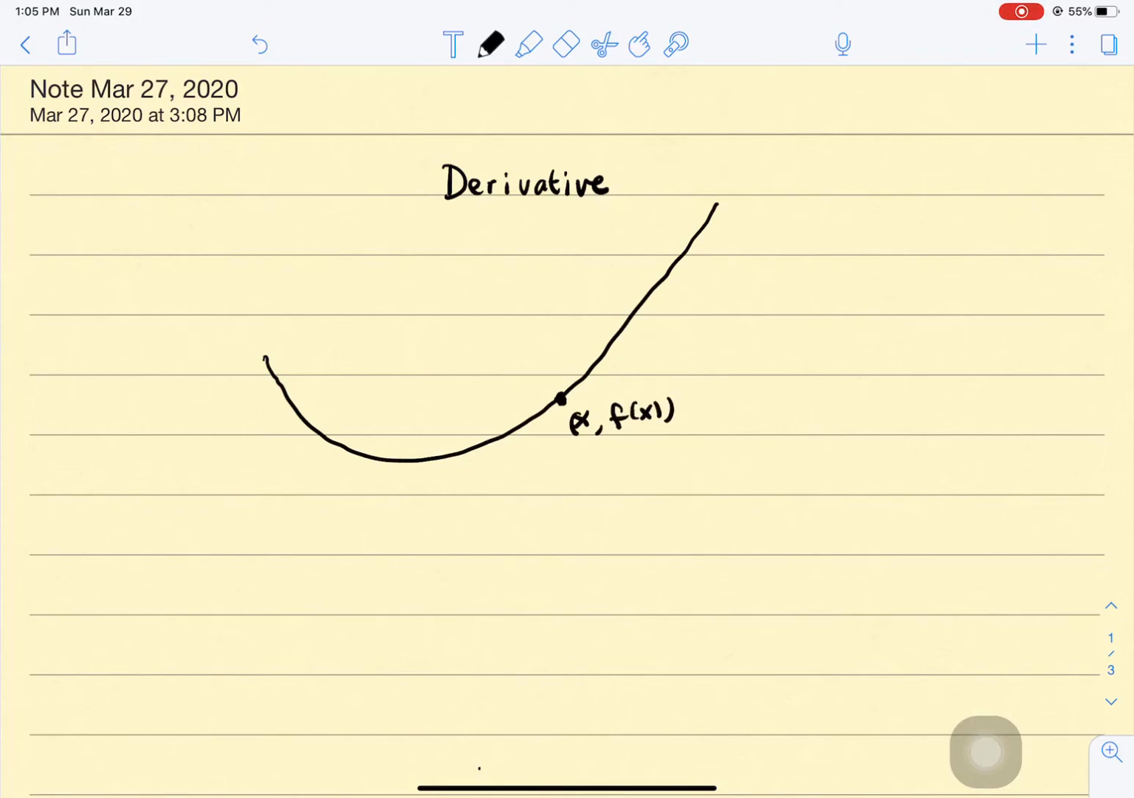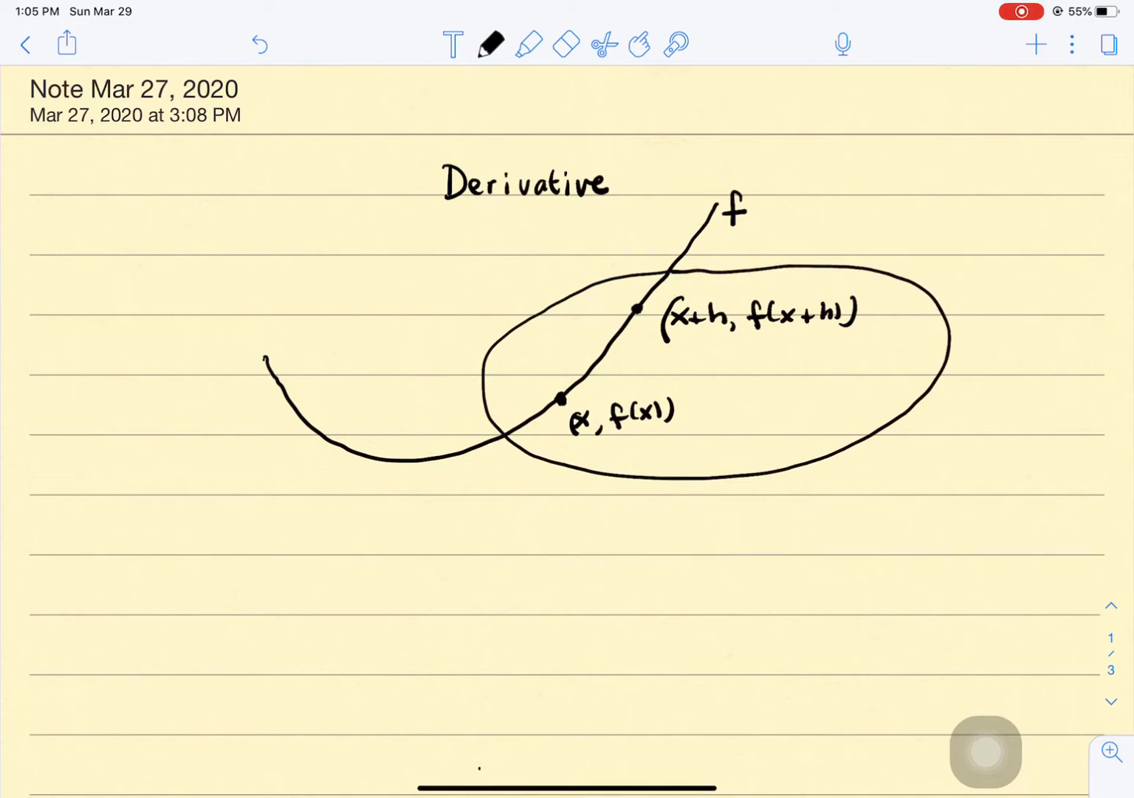So this is the graph of the function f, and over here I've got the point x plus h comma f at x plus h. And what we do is we zoom in on this part of the graph, and in particular we get this part where here we have x comma f of x, and here we have x plus h comma f at x plus h.